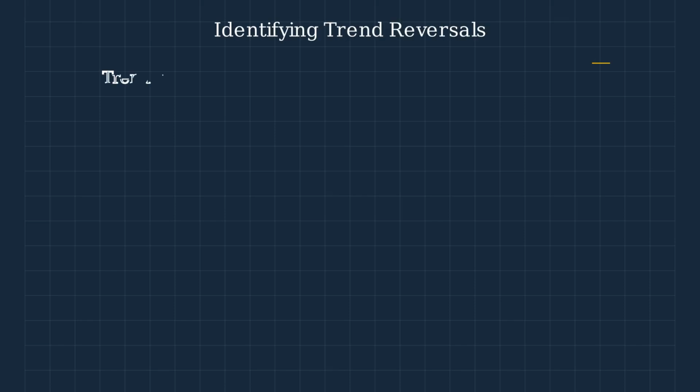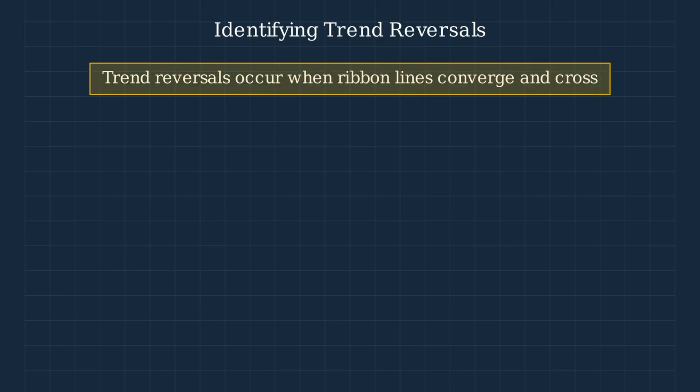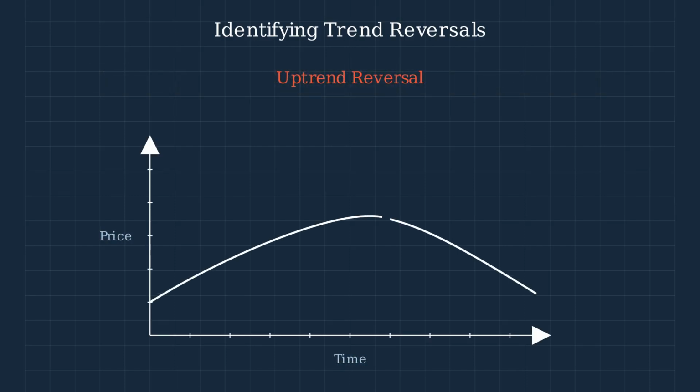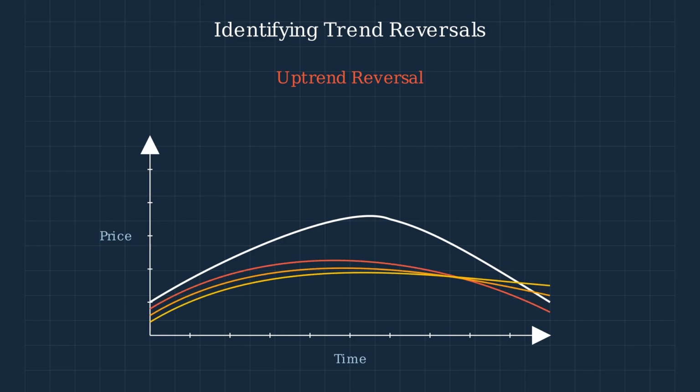Trend reversals can be spotted when the ribbon lines begin to converge and then cross over. When identifying an uptrend reversal, look for shorter period lines crossing below longer period lines. Here we can see the ribbon lines representing different time periods. Initially, they're moving upward in parallel formation. Notice how the short period line begins to converge with the others and eventually crosses below the longer period lines. This is a strong bearish signal, indicating a potential trend reversal.